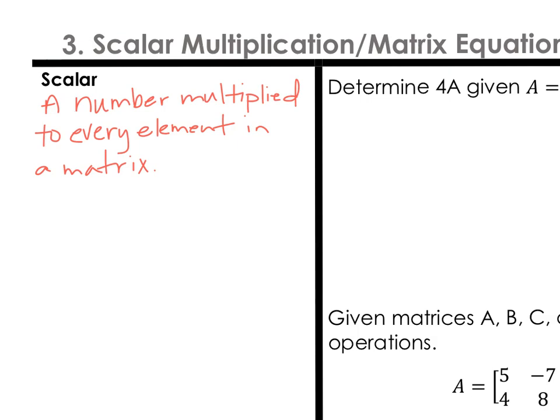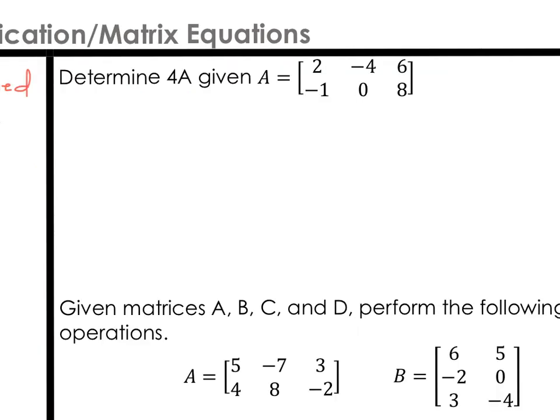Let's take a look at our last example on the right. It says determine 4A given A equals, in the first row, 2, negative 4, 6, and in the second row, negative 1, 0, 8. Now, as we think about the dimensions, it's important to practice this every time, everybody. So I notice that if I look across, there are 2 rows. So it's 2 first, and then there's 1, 2, 3 columns. This is a 2 by 3 matrix.